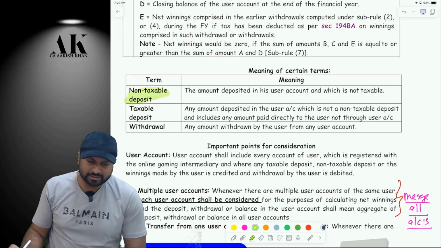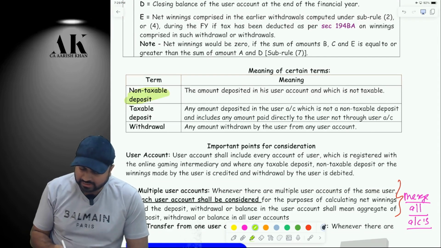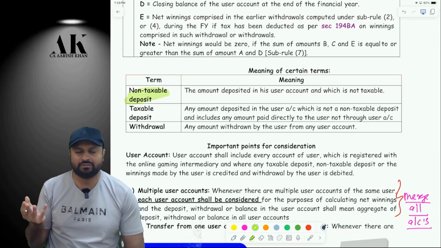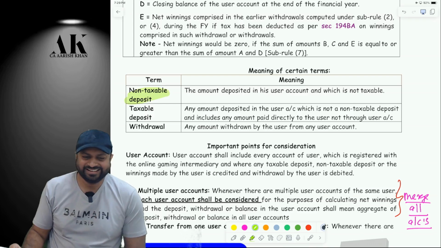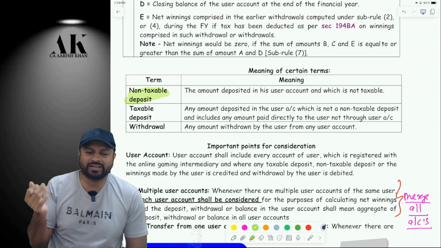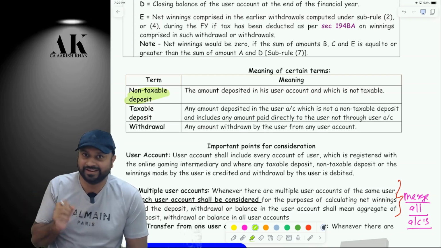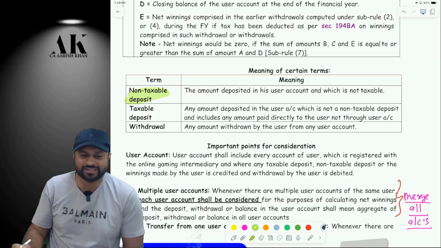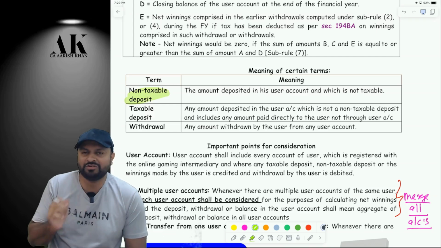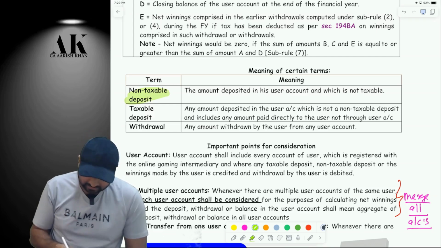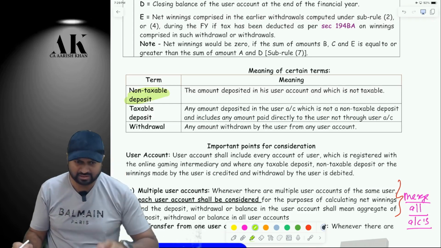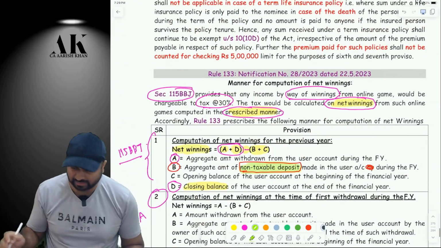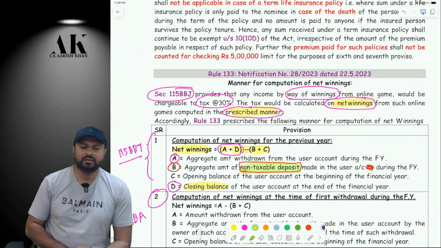Sir, non-taxable deposit means what? The amount deposited in his user account which is not taxable. What kind of definition is this? Non-taxable deposit means something which is not taxable. Okay, fine. We need to go inside and understand the meaning of this term. Just by reading the law, you will not understand. So the amount deposited in the user account and which is not taxable. Acha, that is non-taxable. Sir, what is non-taxable deposit? Let me explain you in simple words.